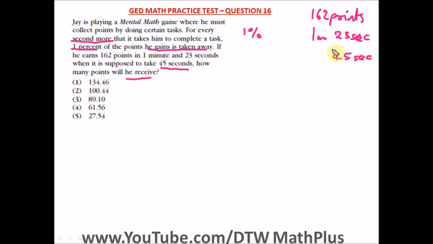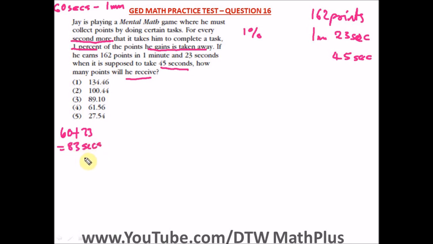So it means he was supposed to take 45 seconds, but he did this in 1 minute 23 seconds. First of all, let's convert this 1 minute 23 seconds to seconds. You know how many seconds make 1 minute? 60 seconds make 1 minute, I hope you remember this. So we're going to add 60 plus 23 to get the total seconds here. That will give us 83 seconds.